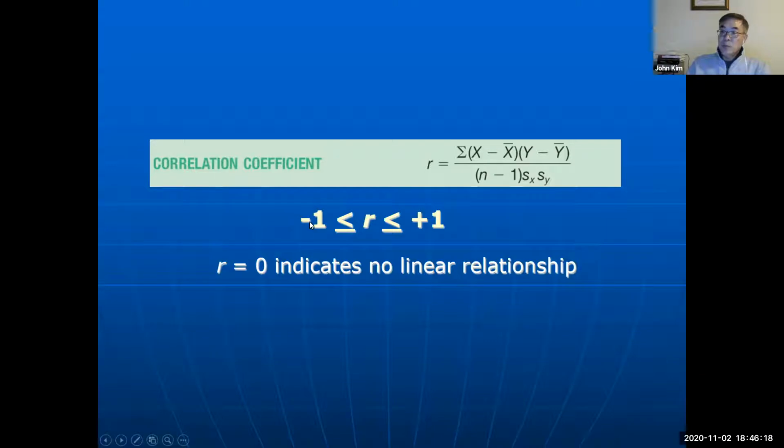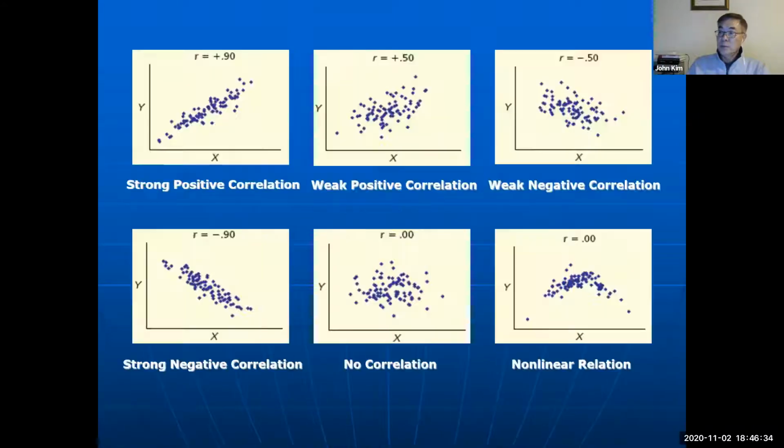This value is between -1 and +1. If r is 0, then there is no relationship. So we can get the direction from this r. If it is positive, the direction goes this way. If it is negative, the direction goes this way. If it is positive, when X increases, Y increases. If it is negative, when X increases, Y decreases, and when X decreases, Y increases.